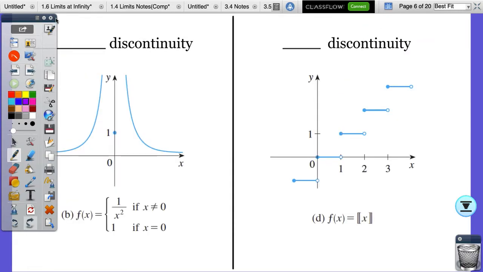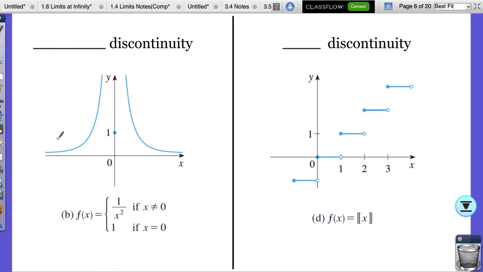All right, on the next slide there on the bottom of your page, we call this first discontinuity an infinite discontinuity. And this is going to happen when you have vertical asymptotes.